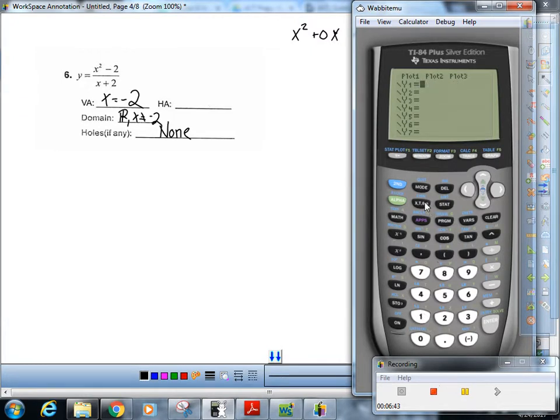X squared minus 2. Oh, hold on. We got to put that in parentheses. So remember, you got to use parentheses well on this stuff. X squared minus 2. Close them. And then divide that whole thing by parentheses x plus 2.